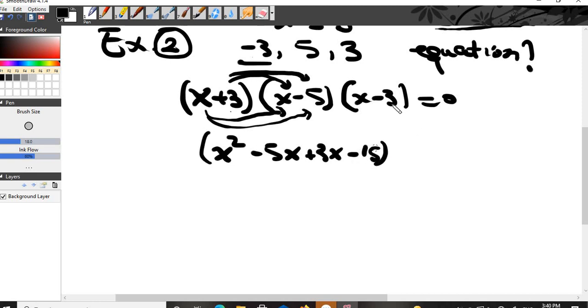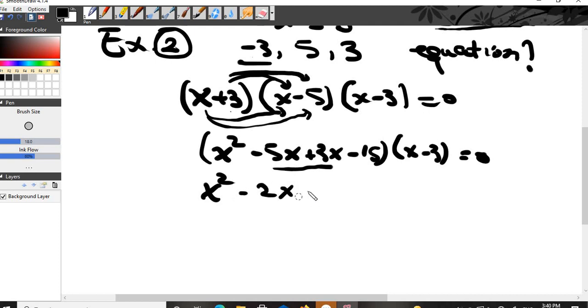And then all this we must multiply by x minus 3, and then equals 0. These two we have to subtract since they have different signs. So this one is x squared, and then minus 5 plus 3 is minus 2x, minus 15, and then we must multiply by x minus 3 equals 0.